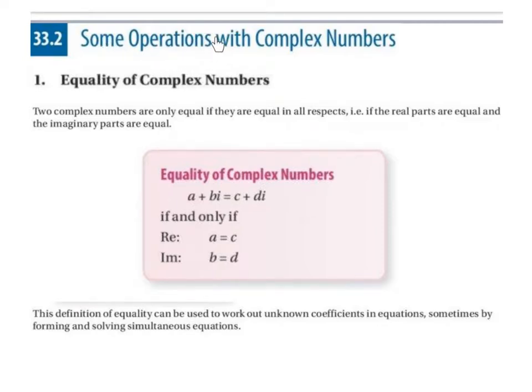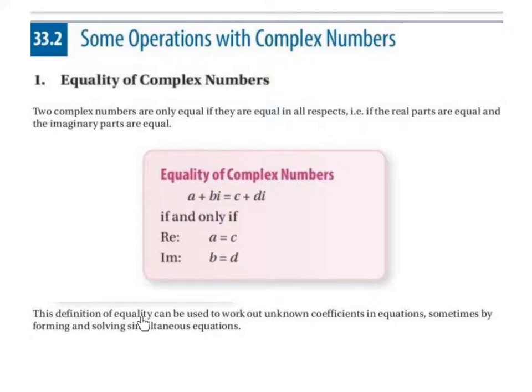Sum operations with complex numbers. Part 1. Equality of complex numbers. Two complex numbers are only equal if they are equal in all respects, i.e. if the real parts are equal and the imaginary parts are equal. Equality of complex numbers: a plus bi is equal to c plus di if and only if for the real parts a is equal to c and for the imaginary parts b is equal to d.